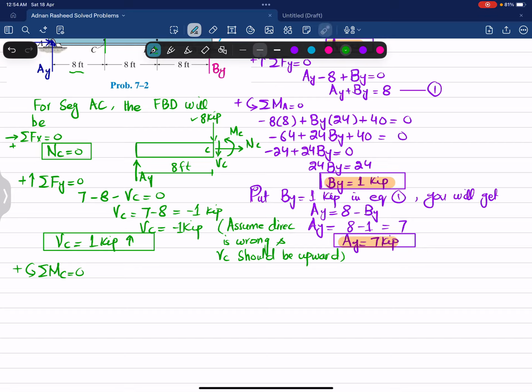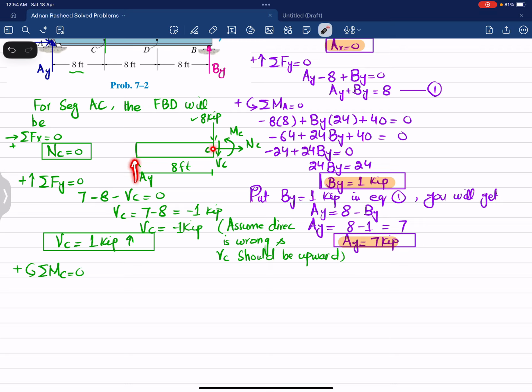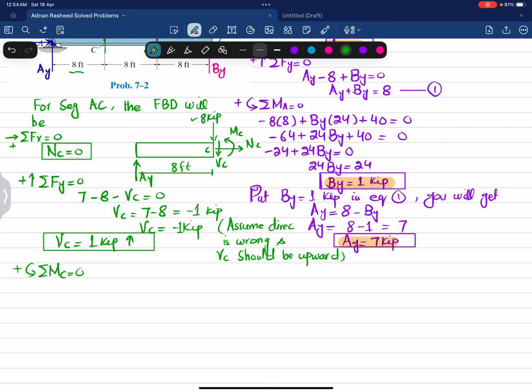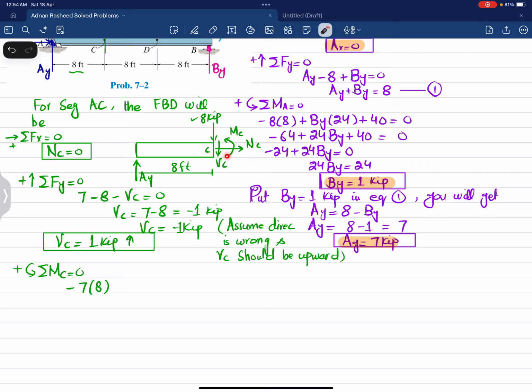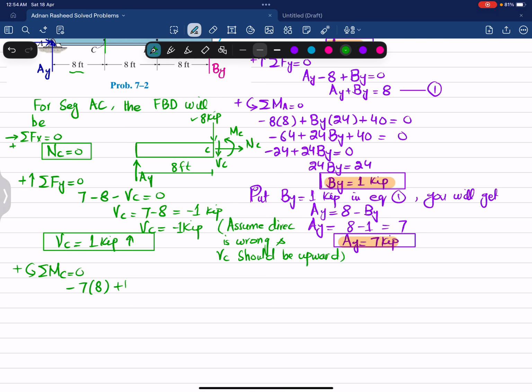So the first moment about this point C is due to this AY into 8 feet, and this is producing clockwise movement, so it will be negative. So I can write it, AY is 7 kips multiplied by 8, and this is clockwise, so it will be negative. And the internal movement MC, which is taken as counterclockwise, is positive, so I can write plus MC. There is no other moment, so their sum must be equal to 0.